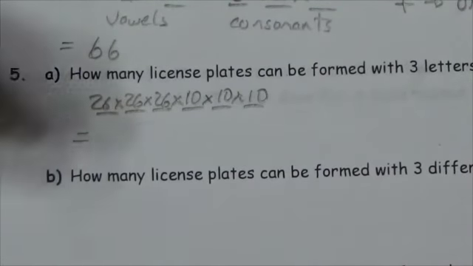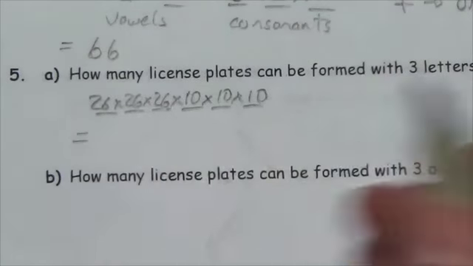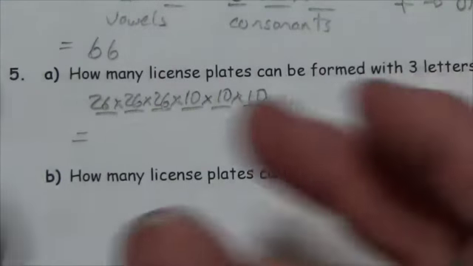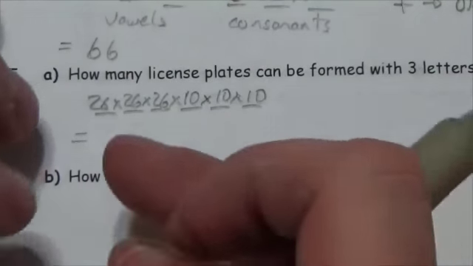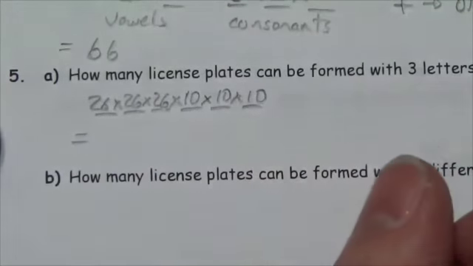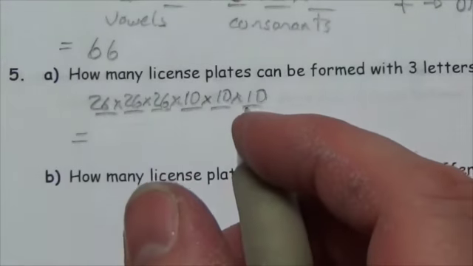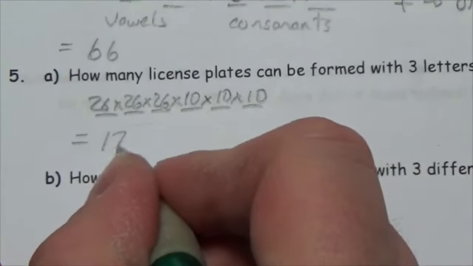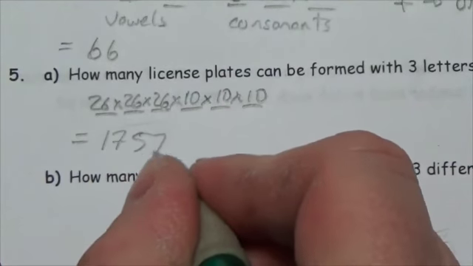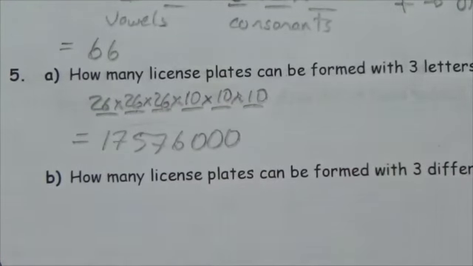Now there are actually some rules about the things that you can put on a license plate, but we're not really concerned about that right now. Just based on this information and what you know about license plates, how many are possible here? And when you multiply that out, you actually get a crazy big number. You get 17,576,000 different license plates that you can create.